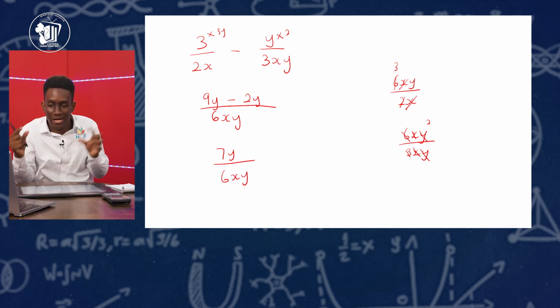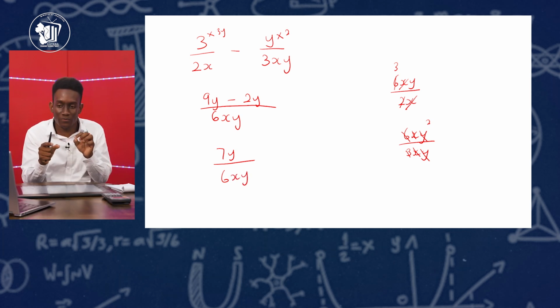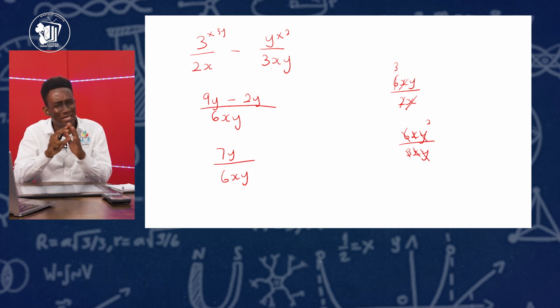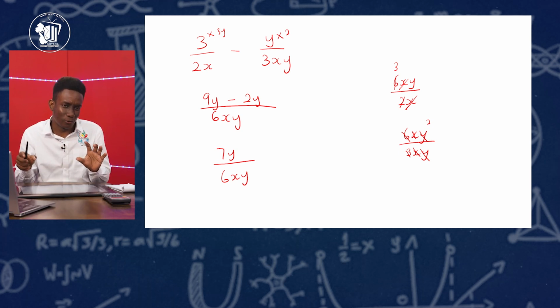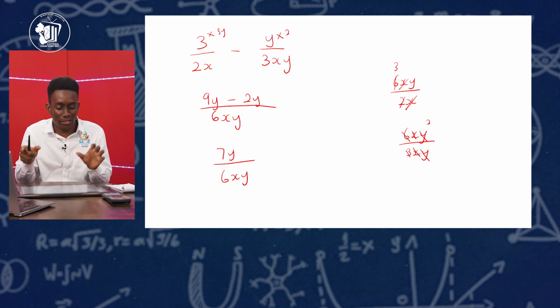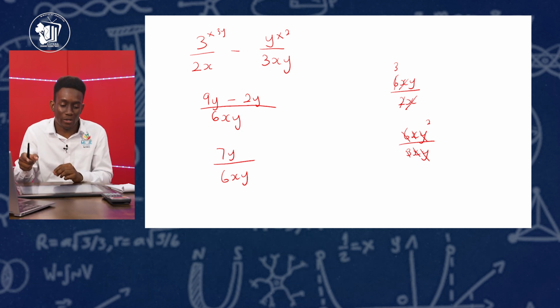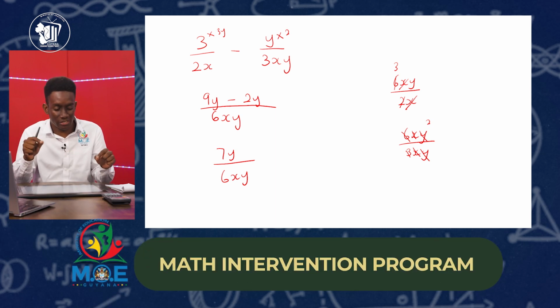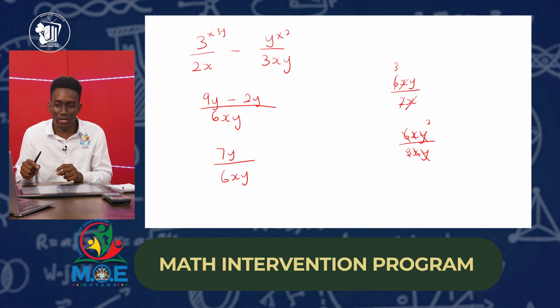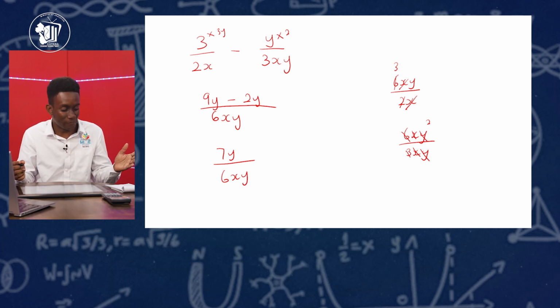Of course, we had to simplify the 9y minus the 2y because those two are like terms and we cannot leave like terms as that. We have to simplify it further. So 9y subtract 2y would give you 7y, and all of this over 6xy. That is what happens when we express 3 over 2x, subtract y over 3xy as a single fraction.